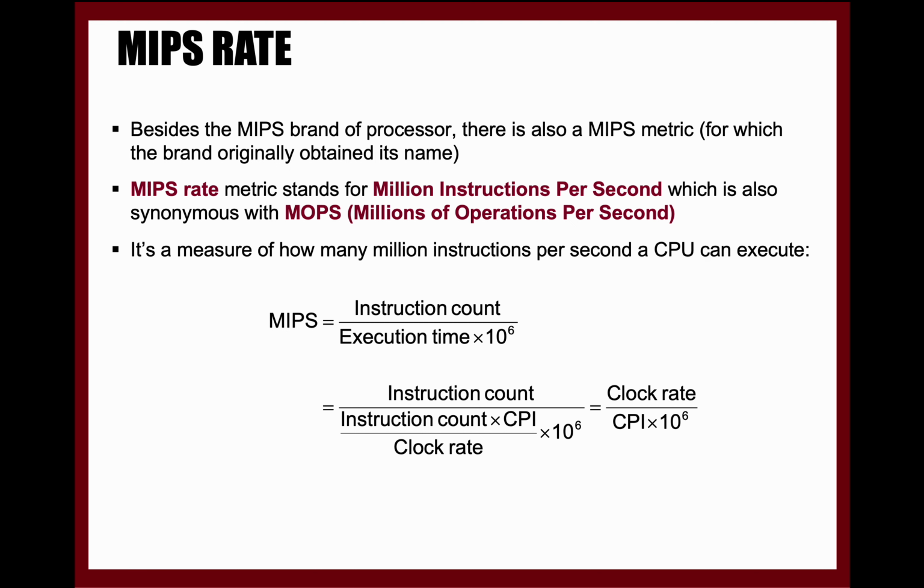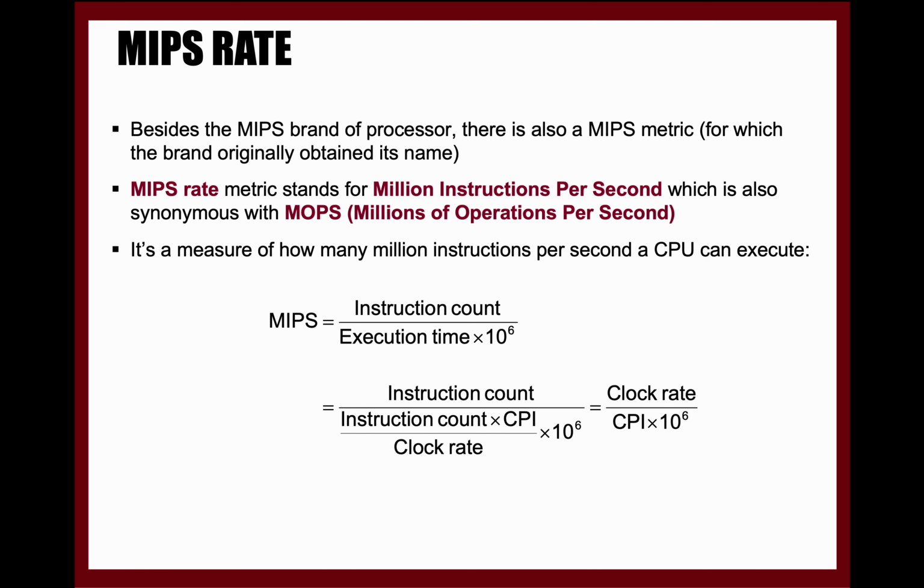Many of you might be familiar with the term MIPS while referring to a specific brand of processor. However, apart from that, there is also the MIPS metric, from which the brand originally derives its name. The term MIPS rate stands for million instructions per second. It's synonymous with another term, MOPS, which means millions of operations per second. Both are metrics used to quantify the performance of a CPU.